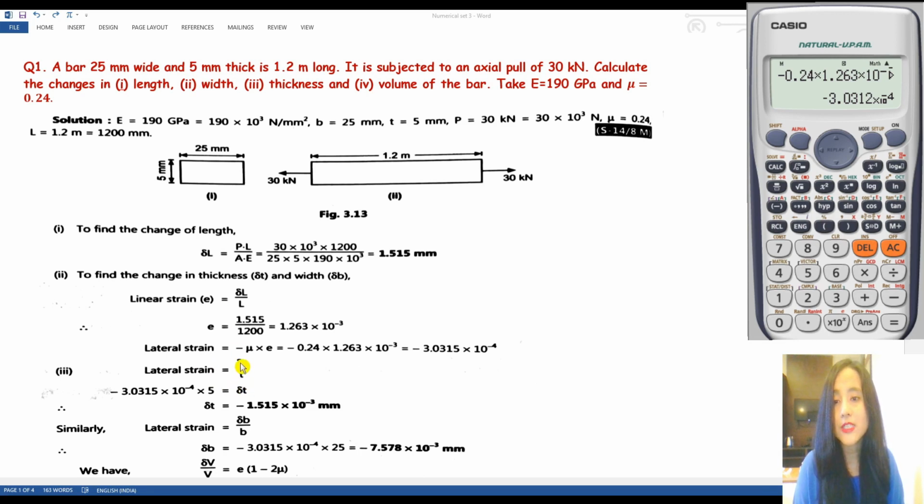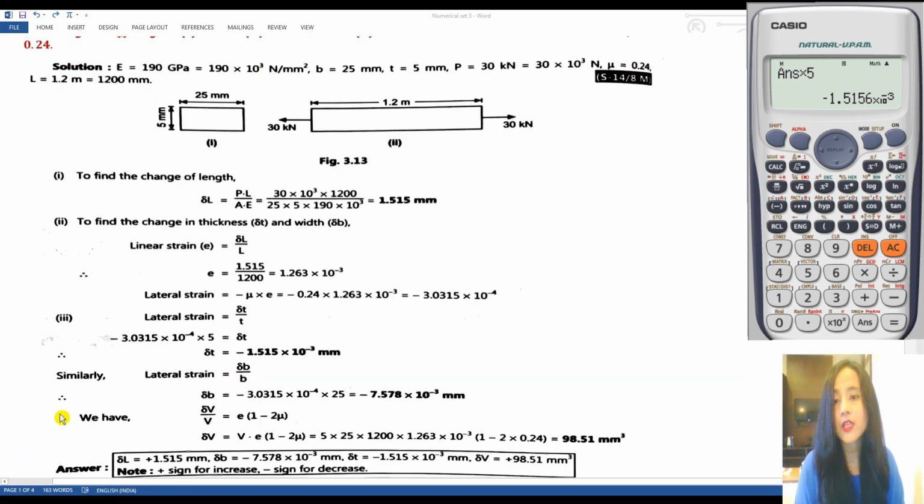Now when we cross multiply, this T will be multiplied with the lateral strain. So it will become minus 3.0315 into 10 raised to power minus 4 into 5. If we do this, you will get the change in thickness. So change in thickness is coming equal to minus 1.5156 into 10 raised to power minus 3 mm. So you have the change in its thickness.